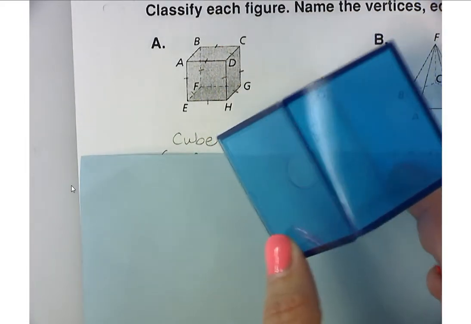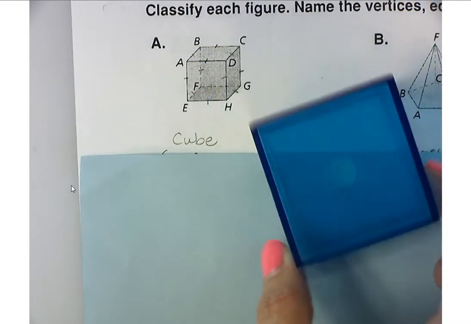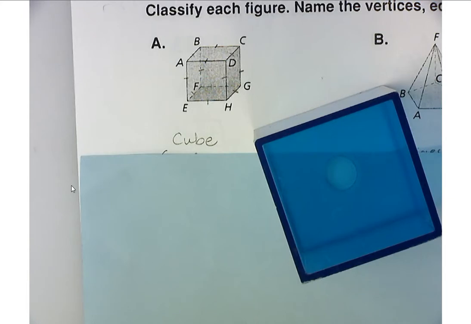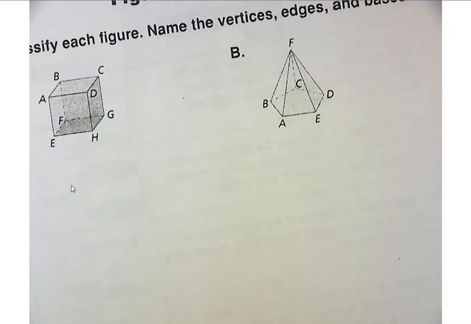What makes the cube special? All the faces are the same. They're going to have the same length, same height, same base, and that's because all the faces are what shape? It's a square. Okay, good. So this is going to be a cube. Then what we're going to do is name the vertices, the edges, and the bases. And I'm actually going to do that with you. Because it is a cube, all the faces are squares.